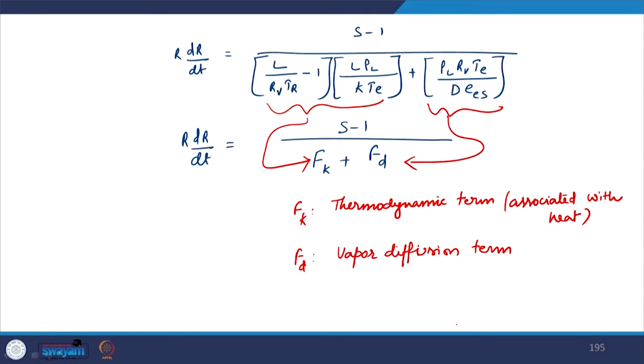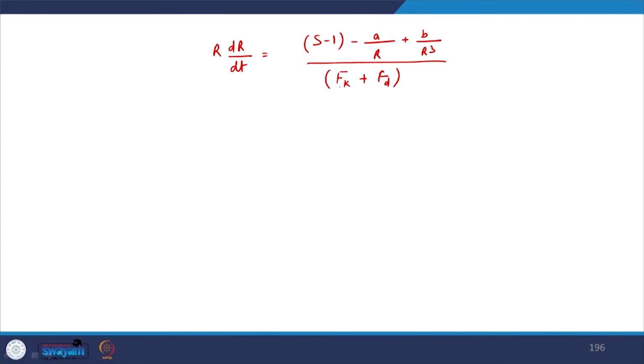Now, at this point again we can introduce the solute and the curvature effects as r dr by dt is equal to S minus 1 minus A by r plus B by r cube divided by Fk plus Fd. So, this is the generalized expression for the growth of a droplet.